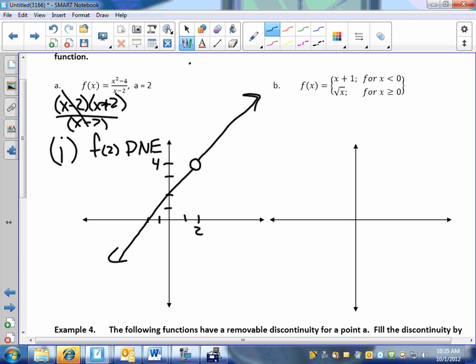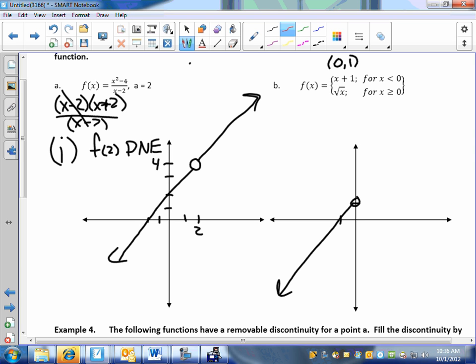Okay, let's look at B. What do you call B? Starts with a P. Piecewise function. Very good, Johnny Baringa. All right, so this one says x plus 1 for x less than 0. So x less than 0, so back this way. Remember, we need to define where we're at in terms of our y values. If I plug in 0, what do I get? I get 1. So we have an open circle at that spot, and we know that our line is going to look something like this. So that's that part of the graph.